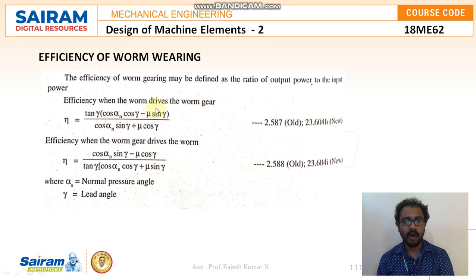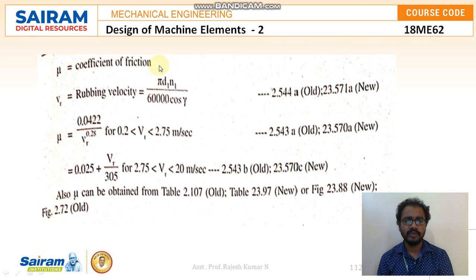Here the worm drives the worm gear, and here the worm gear drives the worm. So the efficiency formula will be (cos of normal pressure angle into sine of lead angle minus mu into cos of lead angle) divided by tan of lead angle into (cos of normal pressure angle into cos of lead angle plus mu into sine of lead angle). Where mu is the coefficient of friction, Vt is the rubbing velocity, that is pi d1 n divided by 60,000 into cos of lead angle, and mu is equal to 0.0422 by Vt power 0.28. This is from equation 23.570A.